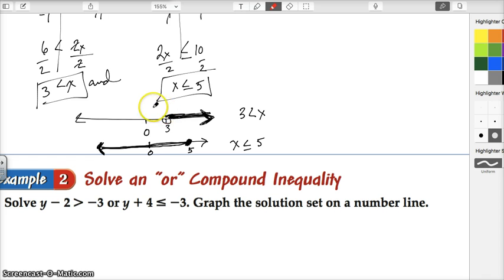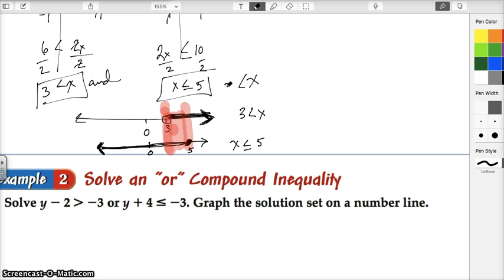But I don't want to include just one or the other. I'm not just bringing everything together. I only want what is the same in both of these. So I'm looking at this overlapping area, and they overlap not at 3 but beyond 3 up to and equal to 5. So my answer would be x is somewhere between 3 and 5.